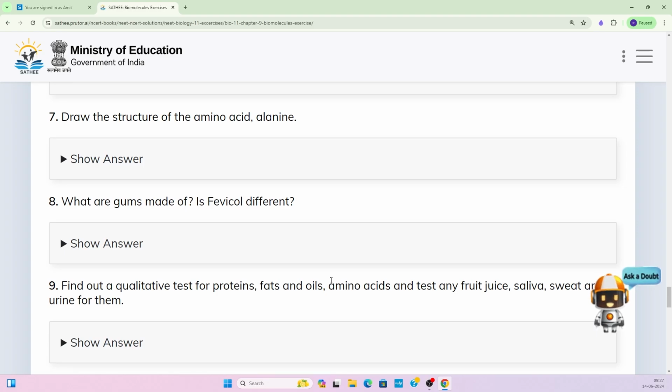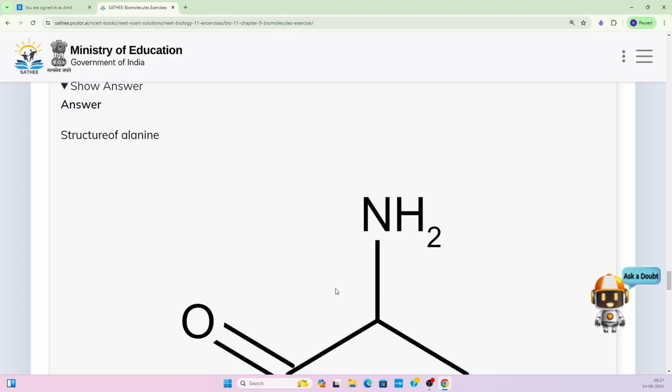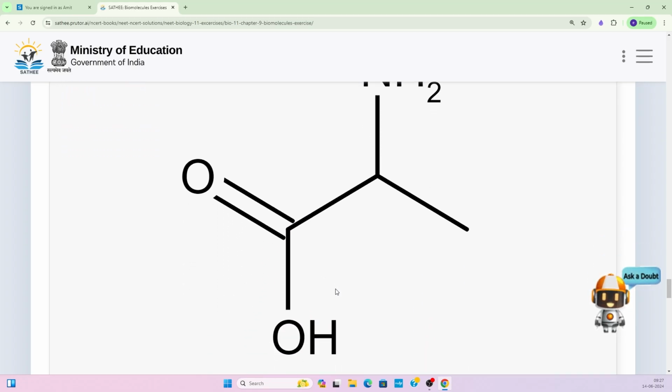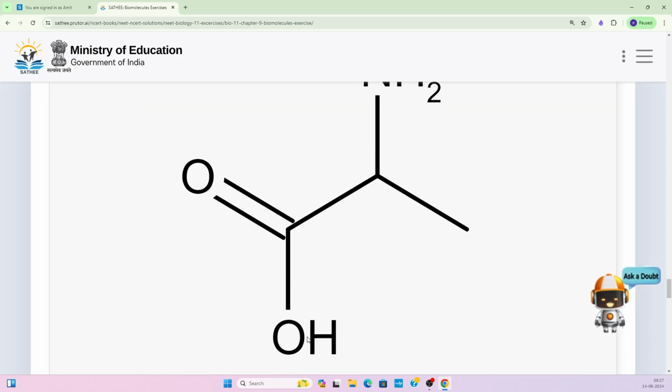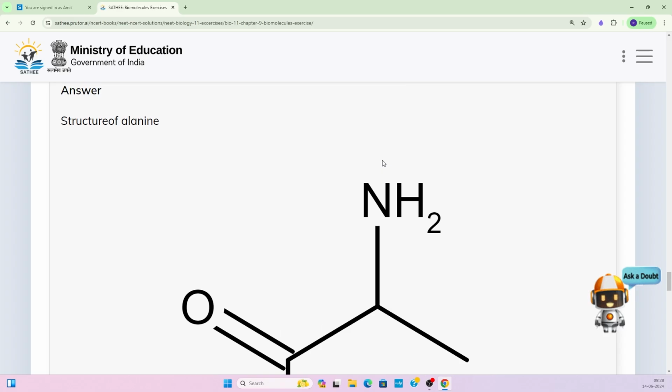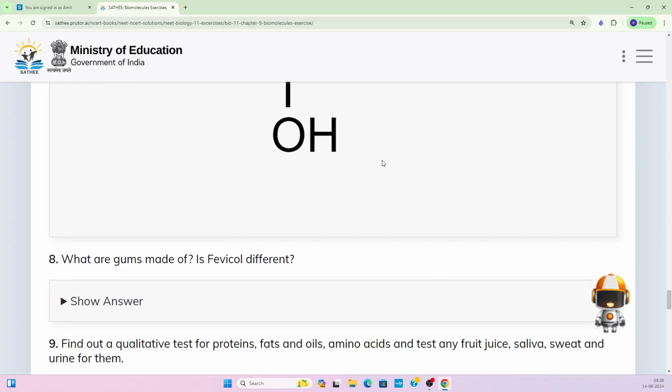Now the next question is: draw the structure of the amino acid alanine. So you have to draw the structure of alanine. Here is the structure of alanine. You can see the NH2 group is here, the OH group is here, and O, and this is the carbon, right? Carbon is here, showing a double bond with O, a single bond with OH, and another with the NH2 group, right? So this is the structure of alanine.